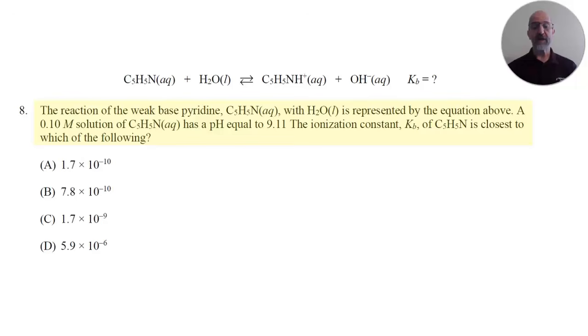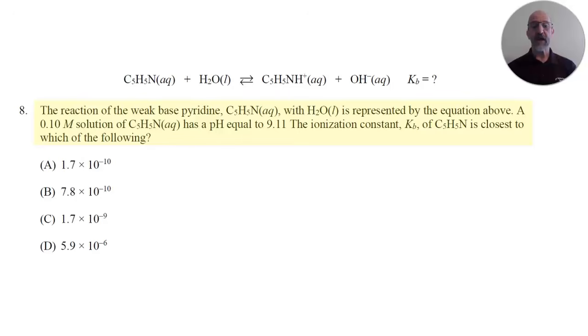And on the right side of the equation, we can see what is known as the conjugate acid of pyridine. So that would be C5H5NH+. And then we also see the hydroxide ion. So this is the reaction of a weak base, and the Kb is unknown. In fact, that's what we're trying to find here in question 8.